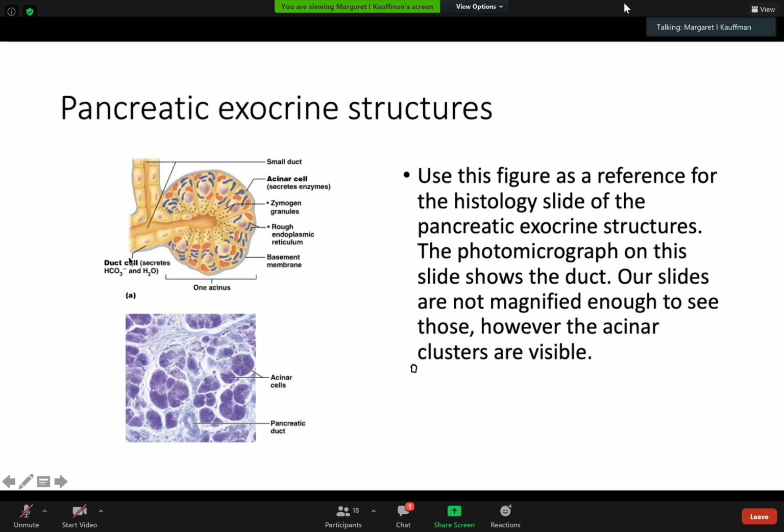So these ductal cells, as I mentioned, are secreting water and bicarbonate into the lumen. And then these acinar cells are secreting enzyme-rich fluid. So the enzymes are what you're going to be studying on that last lab day, and studying in the digestive processes lab.